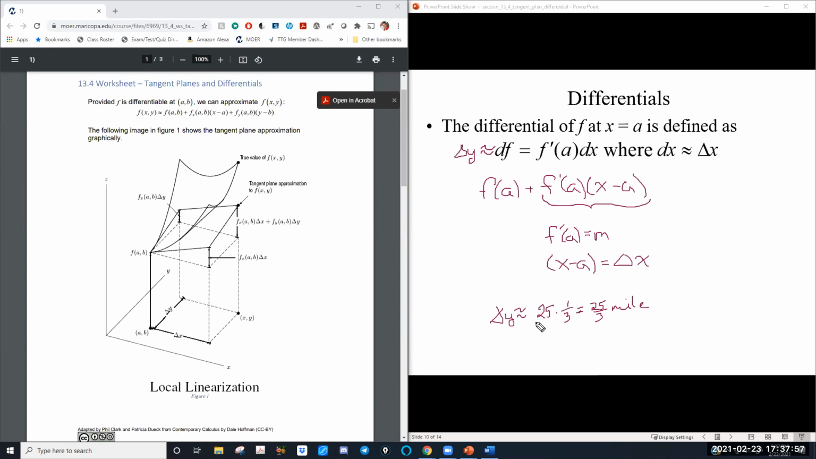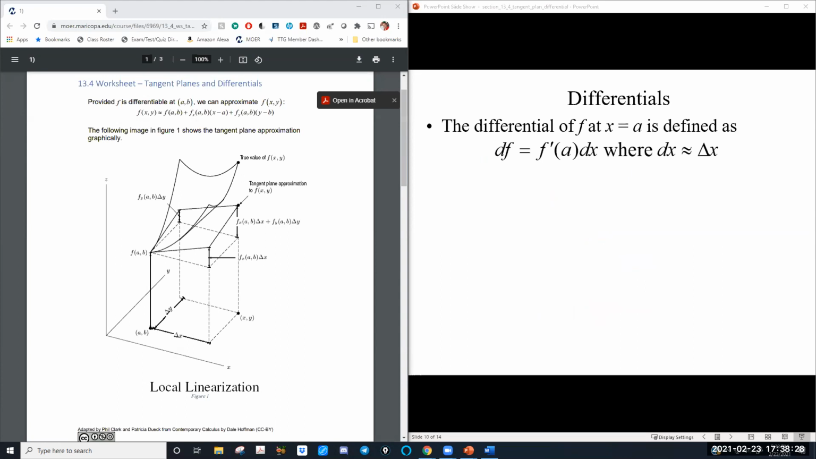It uses our instantaneous rate of change times our change in x to approximate the change in y. Now, we know we might not be going 25 miles an hour the whole time. And so the larger our change in x is, the larger our possible error in our change in y is. So again, these are only good locally. That's what a differential does.